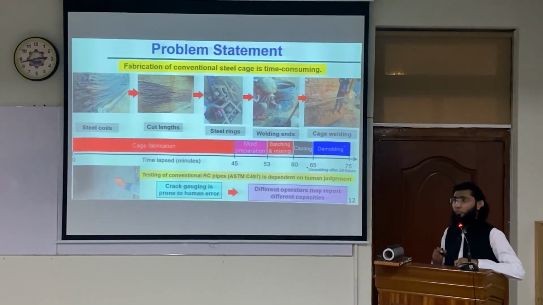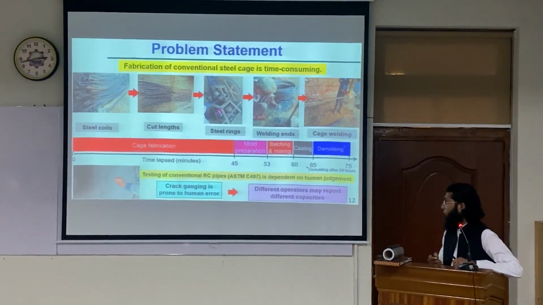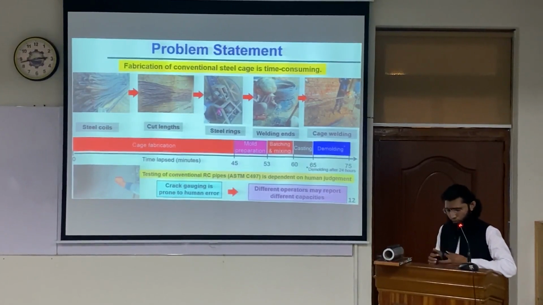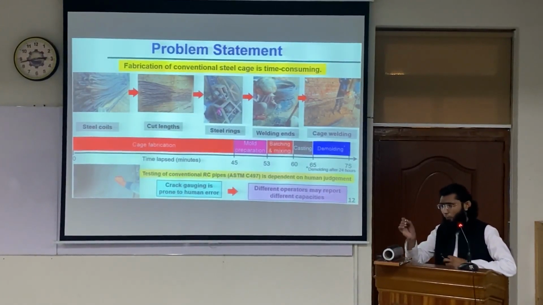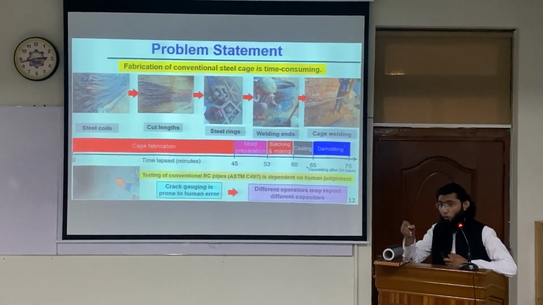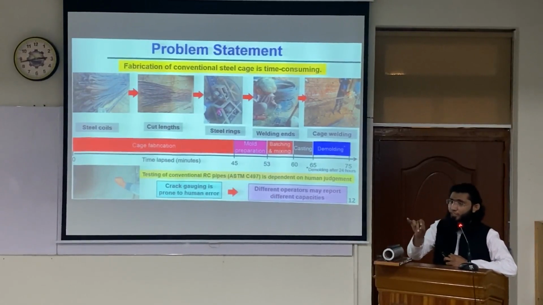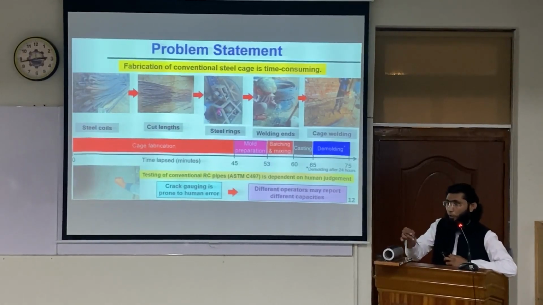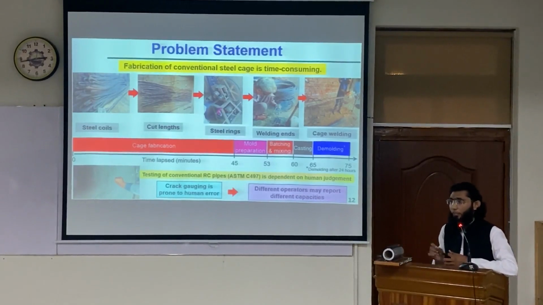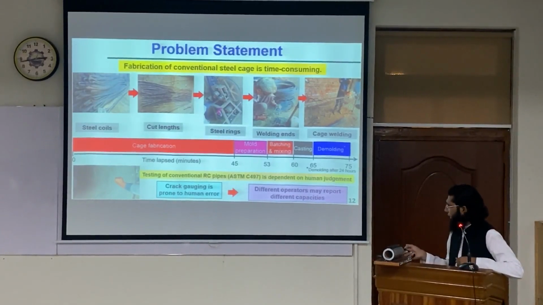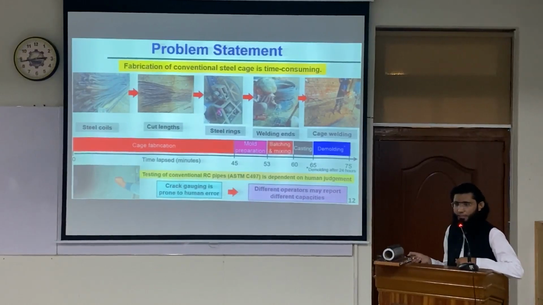Moreover, the testing of conventional RC pipes is dependent on human judgment. Imagine an operator, or in fact a group of operators, waiting for the crack to get wide enough so this gauge can be inserted. Now, obviously it's a subjective method. One operator may miss the point where the crack was just 0.3 millimeter, the other one may or may not be able to, and it's dependent on the ability of the operator. So this is quite subjective, and it should be a more rigorous or scientific method.